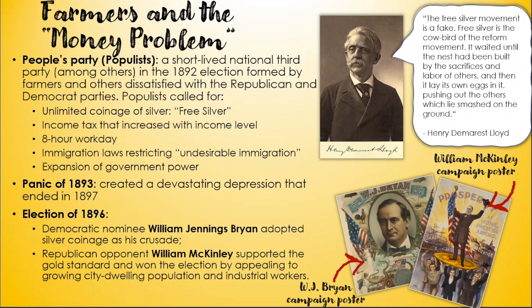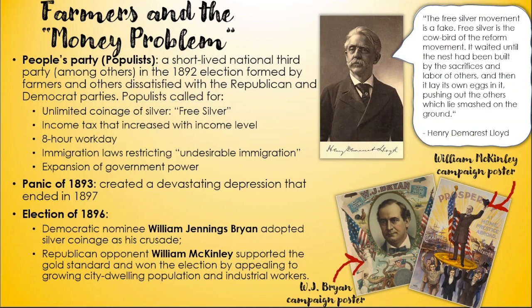They called for a progressive income tax whose rate would rise with income levels. So in other words, the more money you made, the more income tax you paid. They called for the federal ownership of the railroads and the telegraph systems. So they said the federal government should own these businesses rather than private companies.